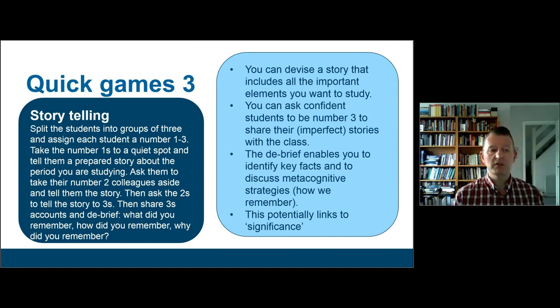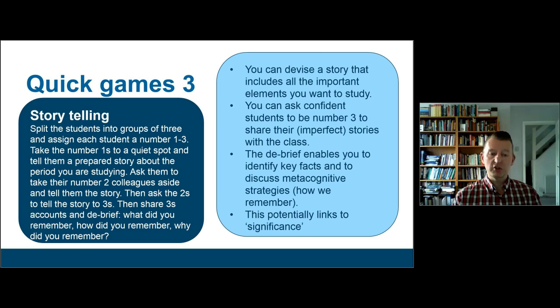Storytelling, another quick game which is very similar in a sense to using the picture. Here we split the students into 3 again. We give each student a number. This time you probably need another adult to help you manage the classroom. You take the number 1s to a quiet spot or out into the corridor, and you tell them a story that you've prepared about the period you're studying, and you make sure that story includes all the details that you think are important and all the themes that you want to pick up later in your teaching.